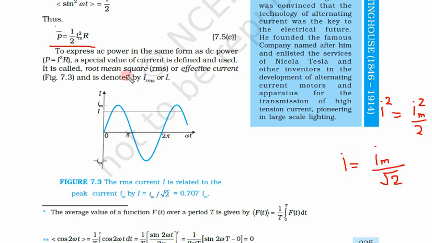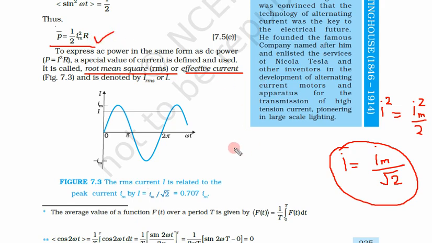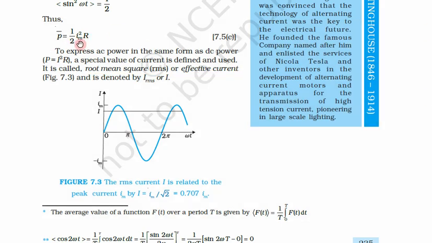This Im by root 2 is called root mean square or effective current. That means if we use I equal to Im by root 2 instead of the maximum current, then we will directly get the power just as we get in a DC circuit. Let us look at it in a more mathematical way. Remember, we get P is equal to 1 by 2 Im square R, and this average power that we got, I is equal to Im by root 2, is called root mean square or effective current, shown by IRMS or I.